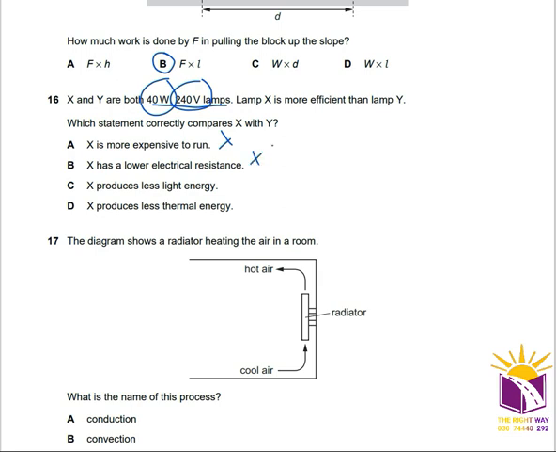X produces less light energy. If it produces less light energy, then it is not more efficient. X produces less thermal energy. Yes, this makes it more efficient because it is producing a lesser amount of thermal energy, or less loss.